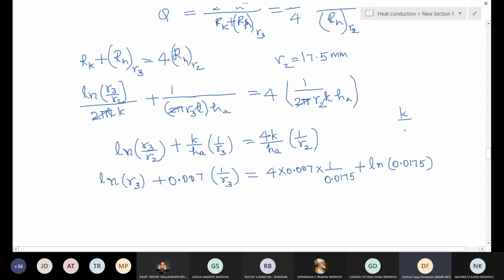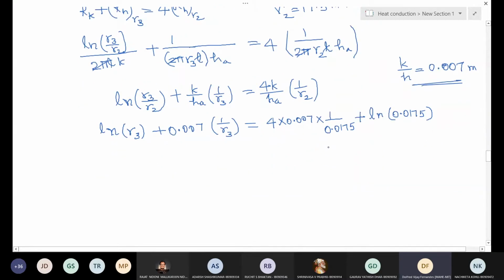K by H equal to 0.007. Okay, that is in meters if you want. So can you tell me what K by H actually means? It is the critical radius. You can see that the outer radius of the pipe is more than the critical radius. So there is no question of critical radius in this case, because it's less than the inner radius there.